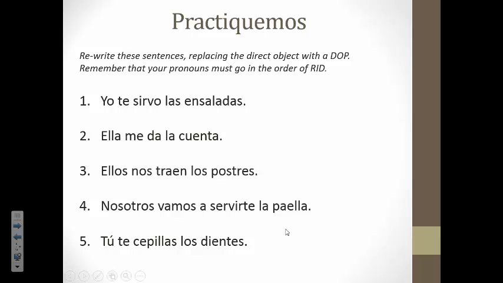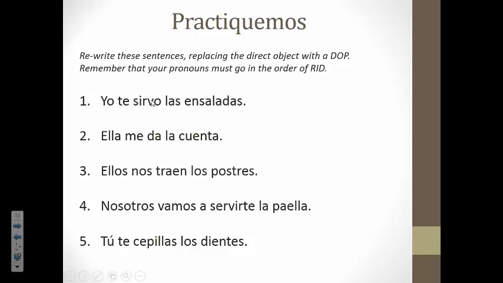Okay, let's practice with this and see if you can replace direct object nouns with a direct object pronoun and then put it in the right area. The directions say, rewrite these sentences replacing the direct object with the direct object pronoun. Remember, your pronouns must go in the order of RID. So let's do number 1 together.